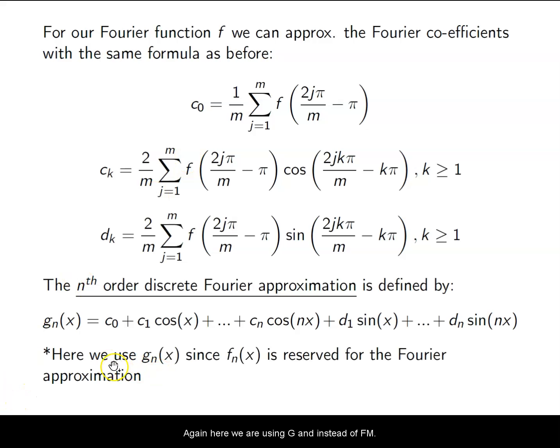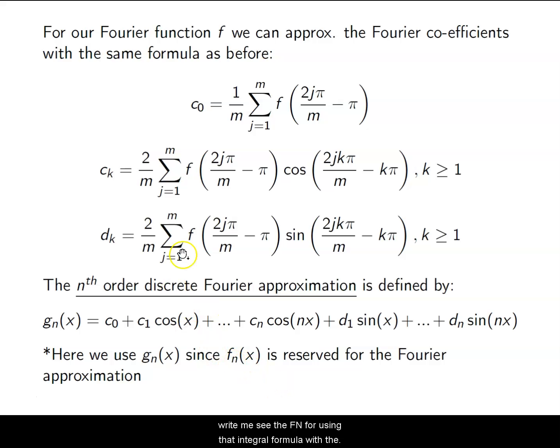Okay, so again, here we are using Gn instead of Fn because Fn is reserved for the Fourier approximation. So I wouldn't say, hey, we need to find F sub n and be referring to the discrete Fourier approximation when we are already saying Fn is the Fourier approximation for the continuous function, right? So when you see the G sub n, we're talking about discrete Fourier, right?